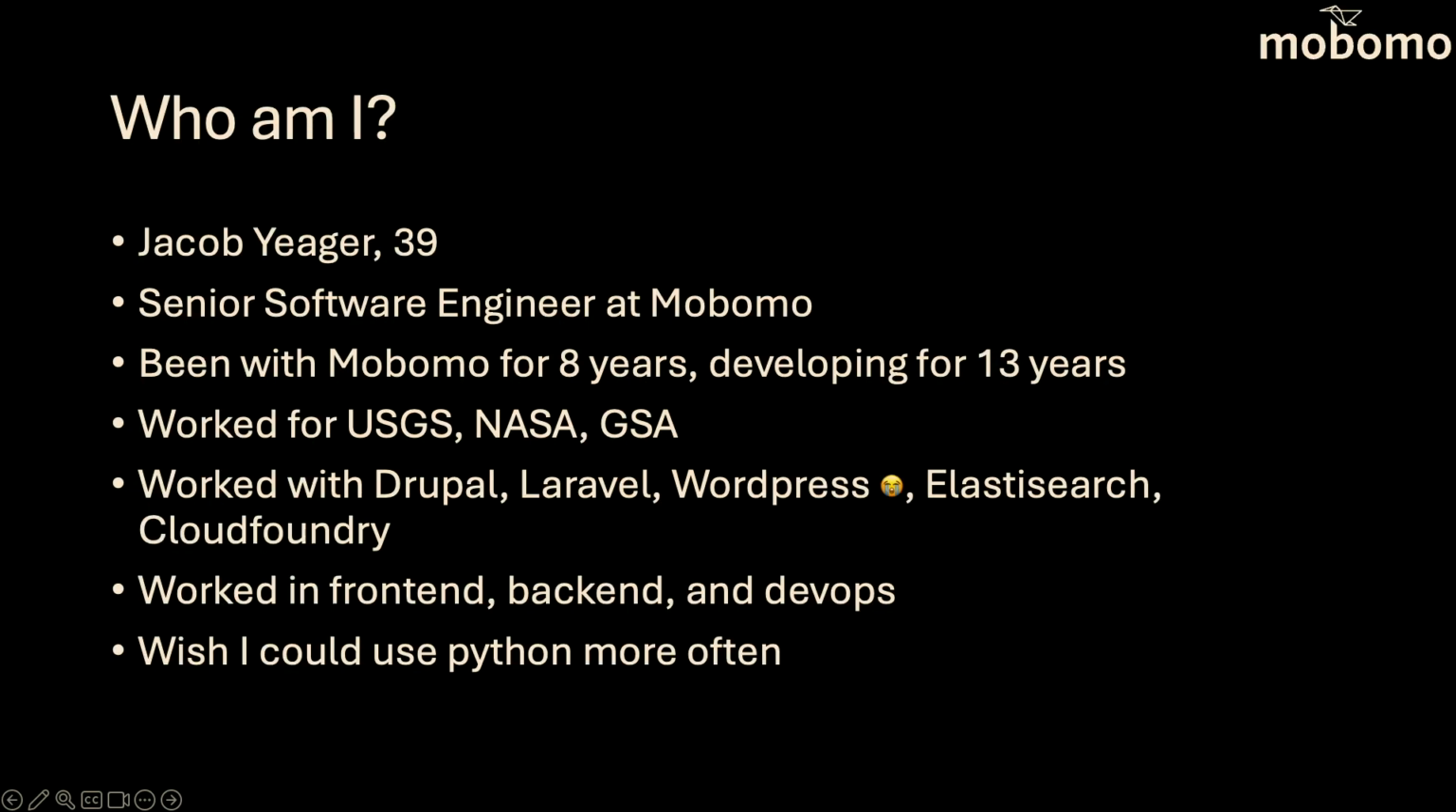Who am I? This is all of my worldly accomplishments. My name is Jacob Yeager, 39. I've worked for Mabomo for a little over 8 years, done a bunch of stuff. Really the most important thing here is I really wish I could use Python more often. It's wonderful, but PHP is fine.